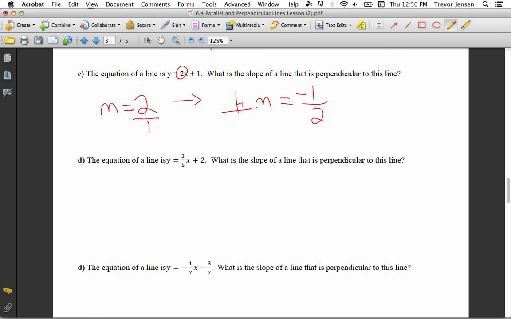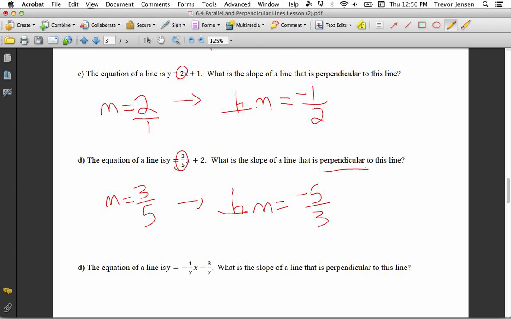C, the equation of a line is y equals 3 over 5x plus 2. What is the slope of a line perpendicular to this line? So once again, I'm looking for a perpendicular slope to this line. This line has a slope of 3 over 5. A slope perpendicular to that, I must flip the fraction and change the sign. So I must give the negative reciprocal. So it would become negative 5 over 3.